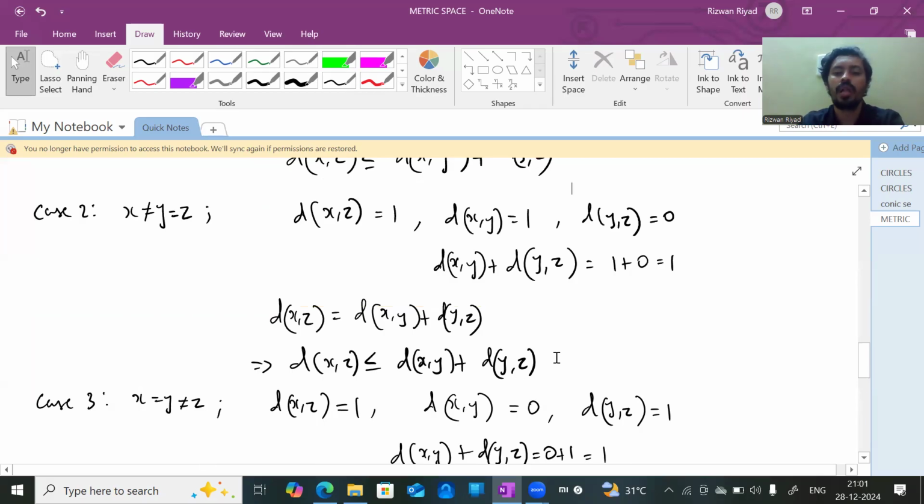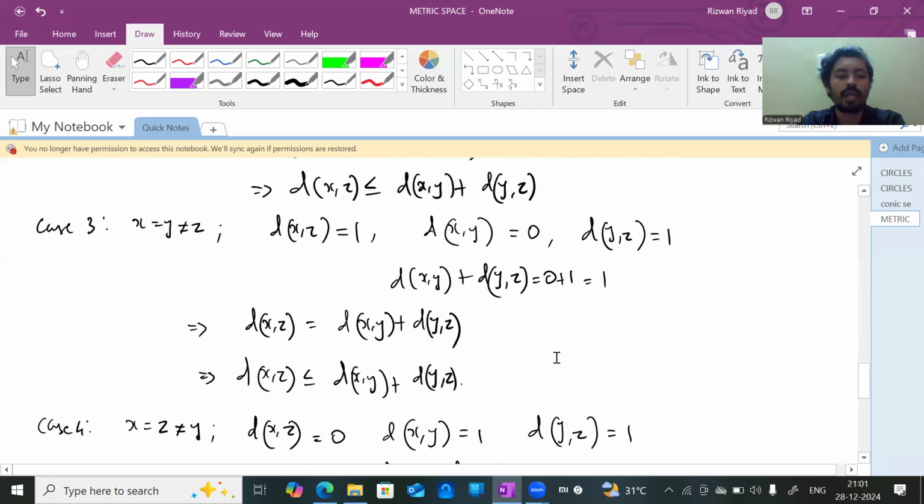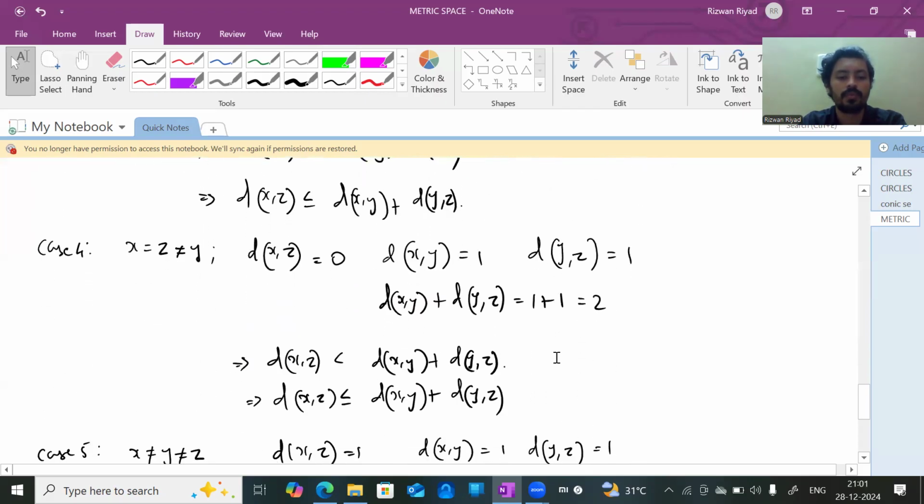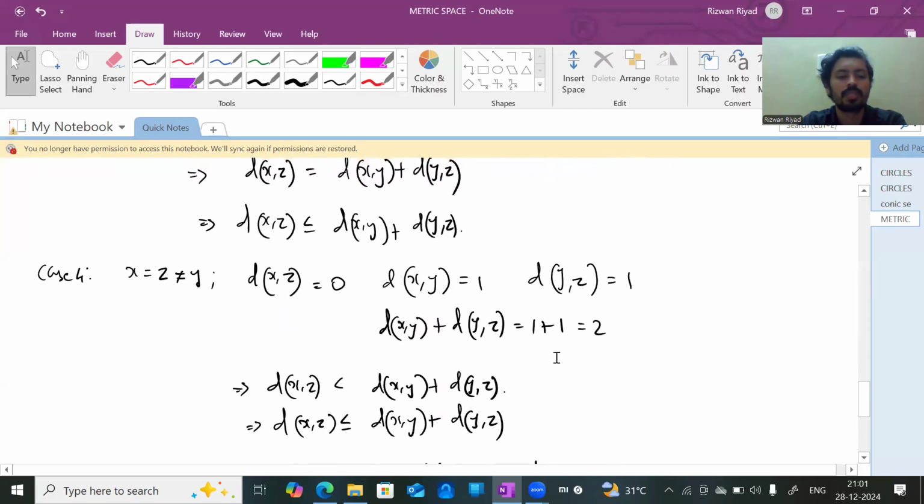Now we have the last two cases, case 4 and case 5. Let's see our case 4. Case 4 means x equal to z but different from y. x and z are equal and y is different from both of them. In this case, what is d of xz? d of xz equal to 0 because x and z are equal, and y is different from both. So d of xz will be equal to 0.